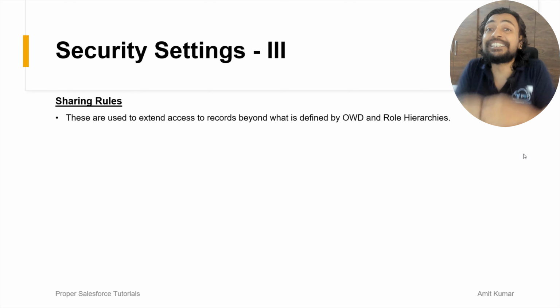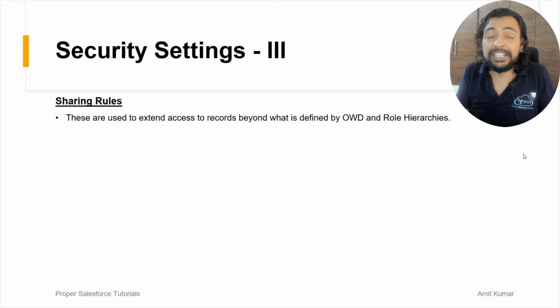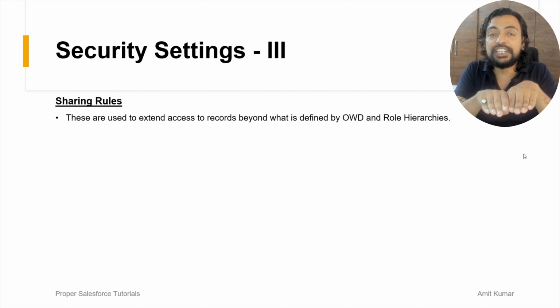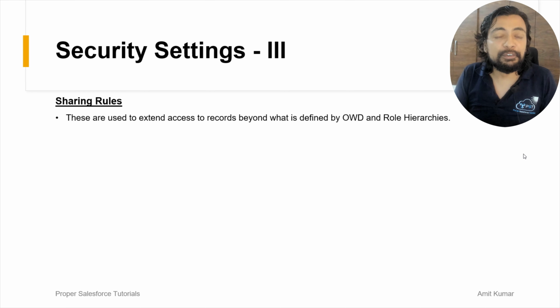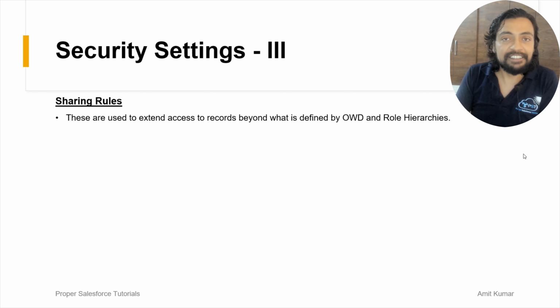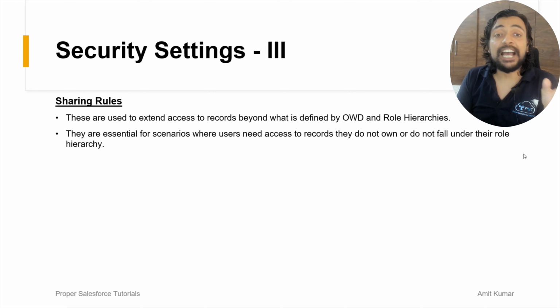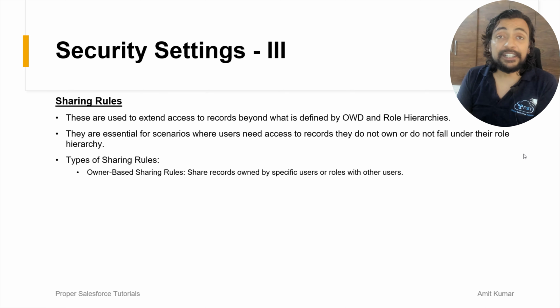But if you want to extend this access beyond the role hierarchy, because in the role hierarchy you are sharing the access vertically. But suppose there are two different persons at the same level of role, and you want to share the access of the records with them, definitely role hierarchy will not work over here, and the sharing rule is here to save our life. Now they are essential for scenarios where users need access to records that they don't own or that do not fall under the role hierarchy.